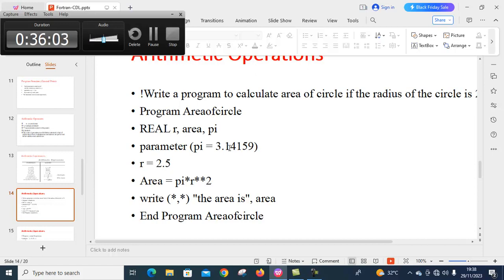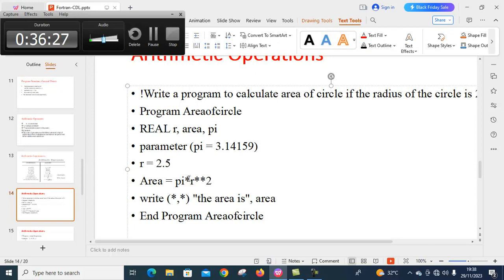Note when you're asked to write a program, especially mathematical operations or solving arithmetic in Fortran, there are some formulas you need to know. Just like the area of a circle is equal to pi r squared. You can see the asterisk and the exponent: r ** 2. It's not the same way we see in our mathematical operations. Then write the area. Then we end the program.